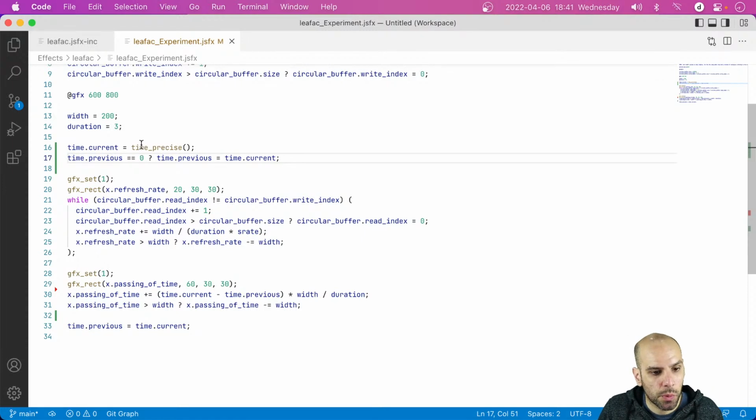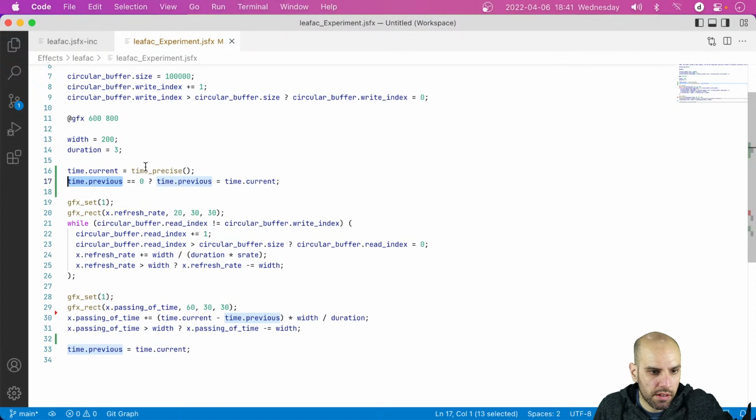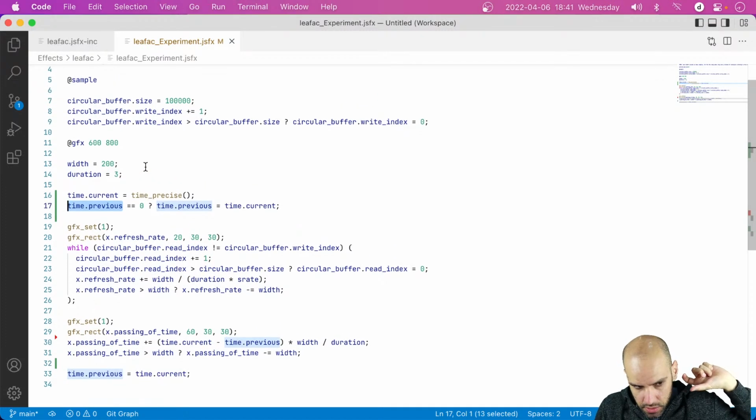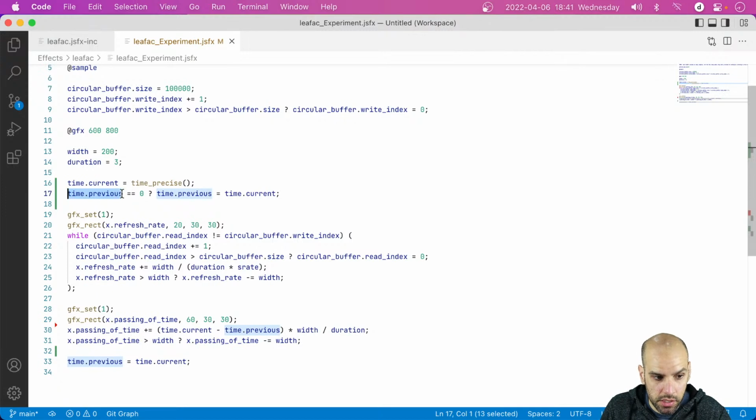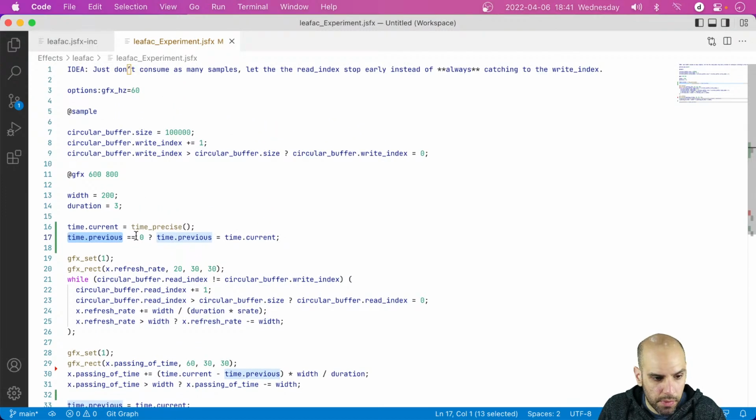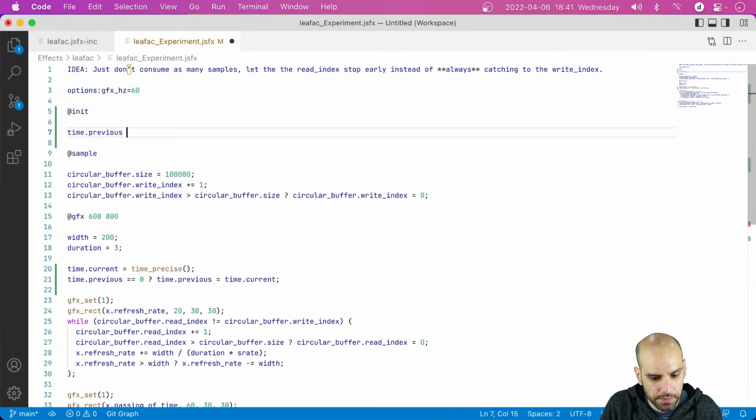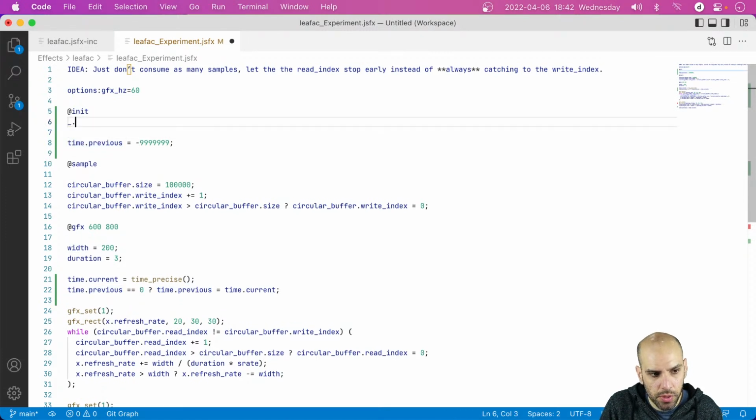All right, so what's going on in these lines? We are checking the time. This is our current time. And if the previous time is 0, it means that this is the first run of the GFX block. The time previous is going to be 0. Maybe I could even have something like this to make things clearer. I'll just put a value here that in the library will be a constant called undefined. Well, I guess I will define this constant here real quick. Undefined is equal to that.